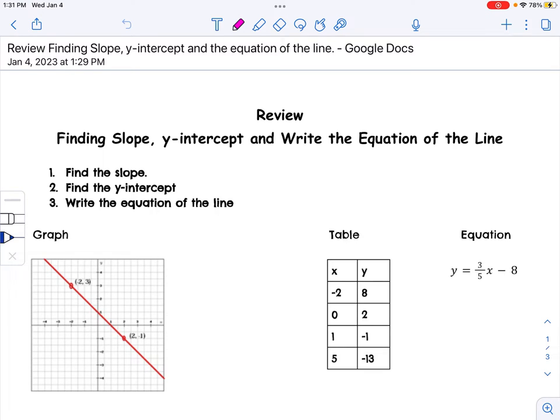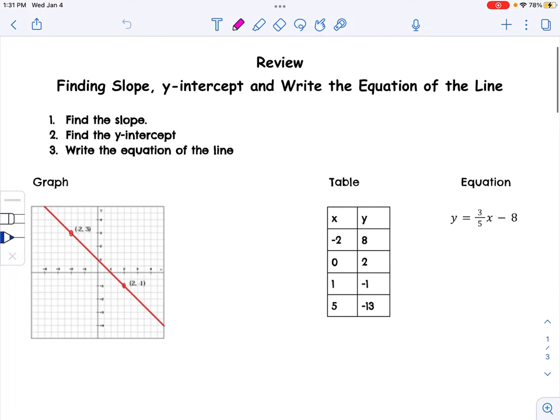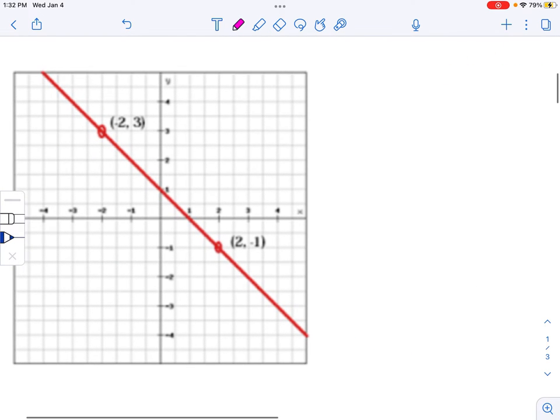Now we need to review finding slope, the y-intercept, and writing the equation of the line. So the first thing I need to do is find the slope. Remember, when we're dealing with slope, this direction is positive, this is negative, this is 0, and this is undefined. So if I'm looking at the slope on this graph, automatically that is going to be a negative slope.